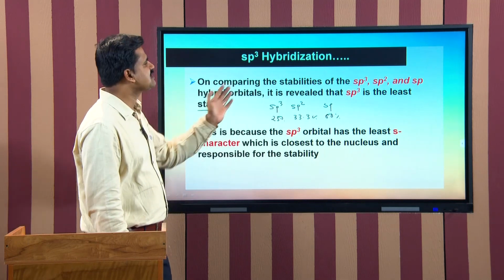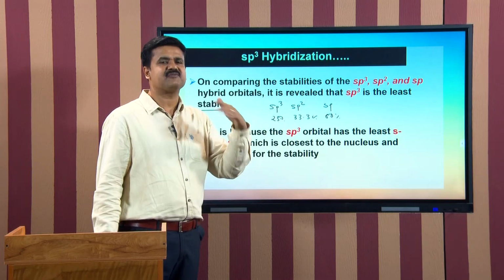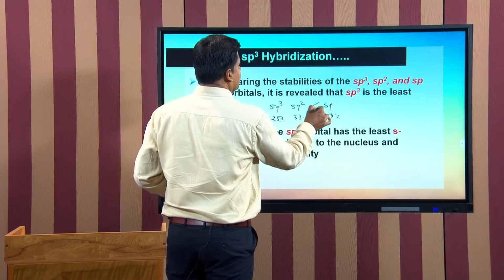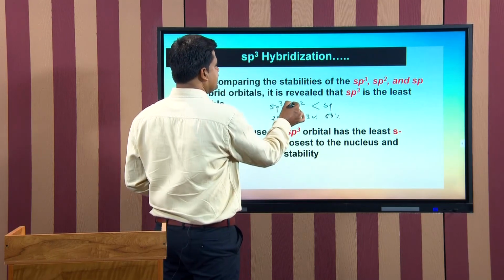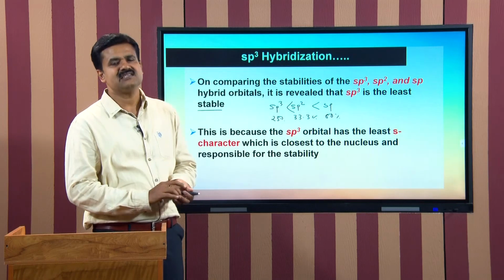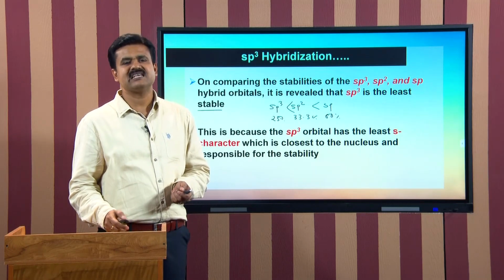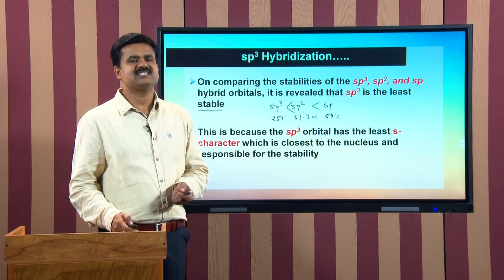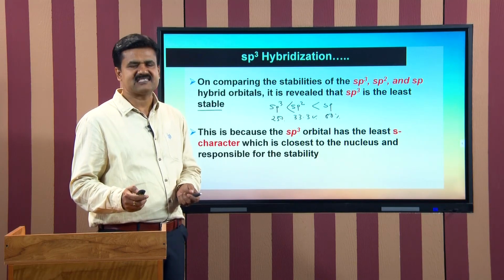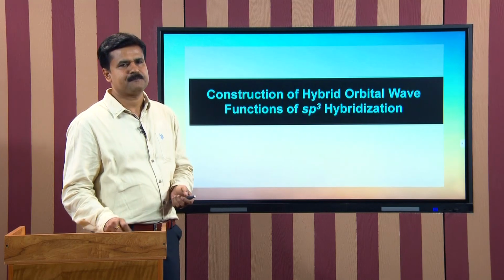So, whenever we are comparing the stabilities of sp3, sp2 and sp, it is clear that sp hybridization leads to the highest stability, then sp2, and finally sp3 is the least stable. This is due to the decrease in the s character. In sp3 hybridization, s character is only 25%. Lower the s character, lower will be the stability.